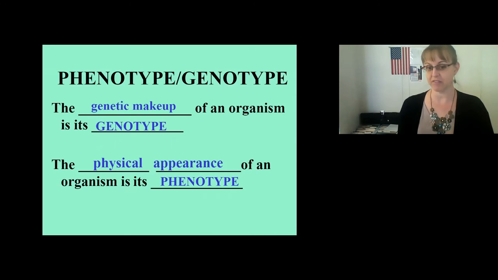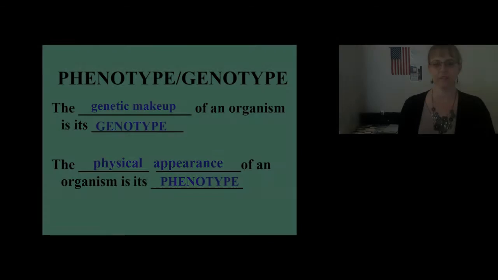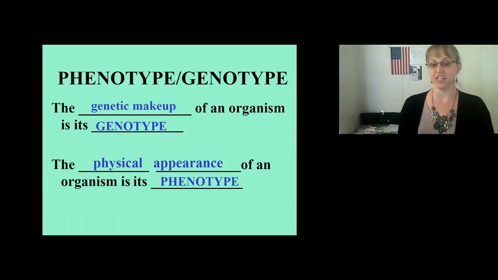The genetic makeup of an organism, in other words, the letters it inherited, that is its genotype. The physical appearance of an organism, the way it looks, is its phenotype. The way I remember this, genes are the genotype, physical appearance is the phenotype. So for example, the genetic makeup of an organism could be capital T, and its phenotype would be tall. Then another organism could have a genotype of capital T, lowercase t, but its phenotype would still be tall, even though its genotype was different.